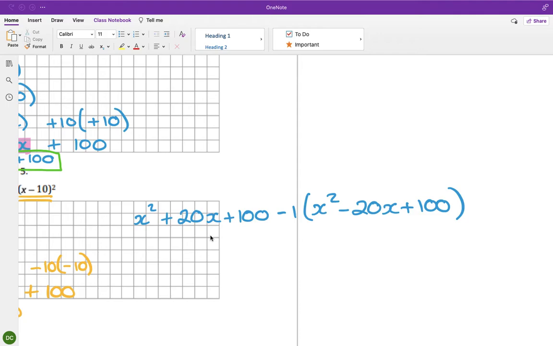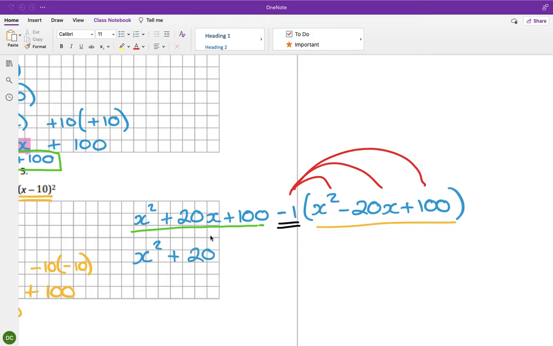So this was the green bit. There was the minus in the middle. And then this is my yellow bit. Okay, so I have to do this multiplication here. So I get x squared plus 20x plus 100. Minus 1 by x squared is minus 1x squared. Minus 1 by minus 20x is plus 20x. And minus 1 by plus 100 is minus 100.